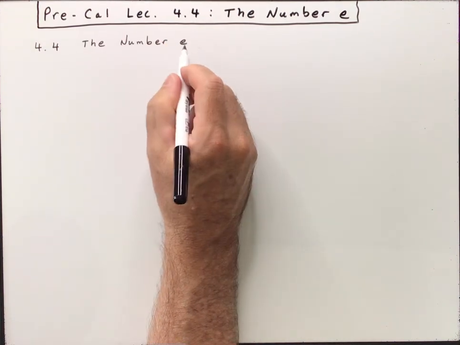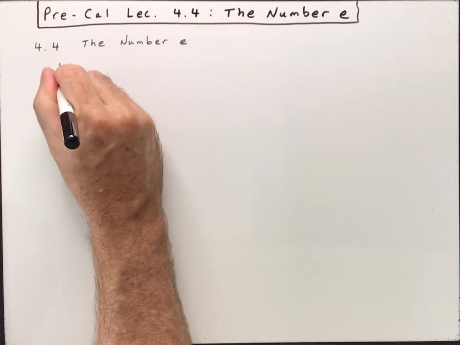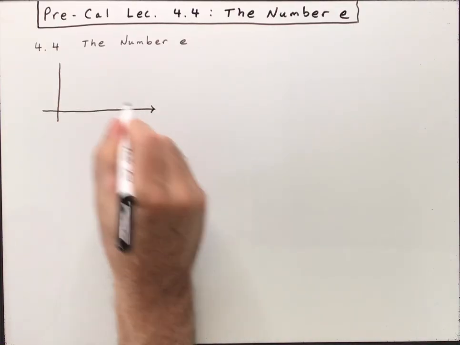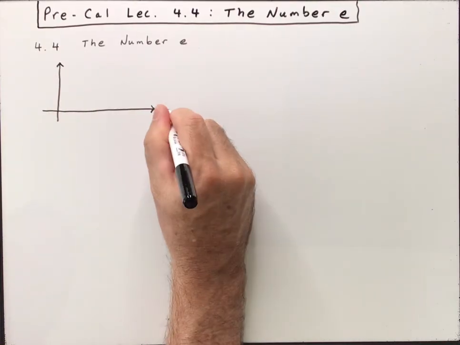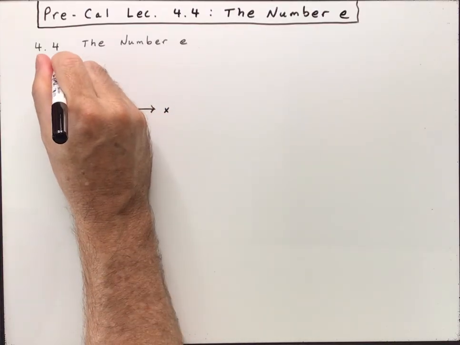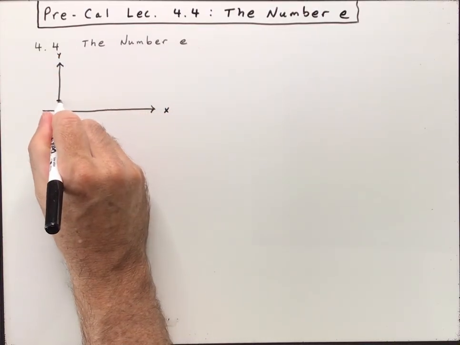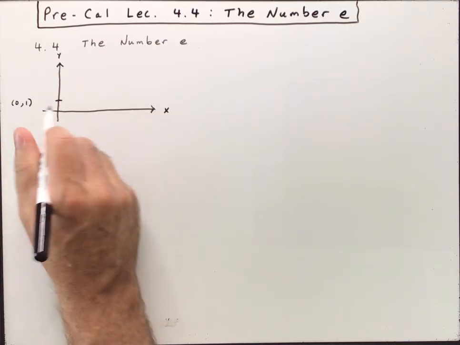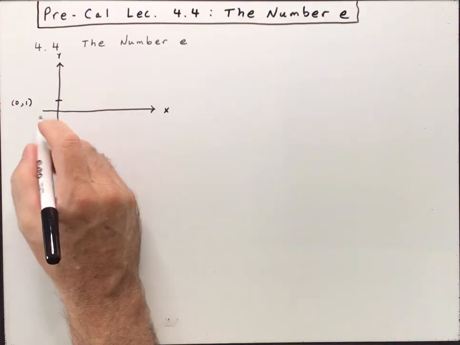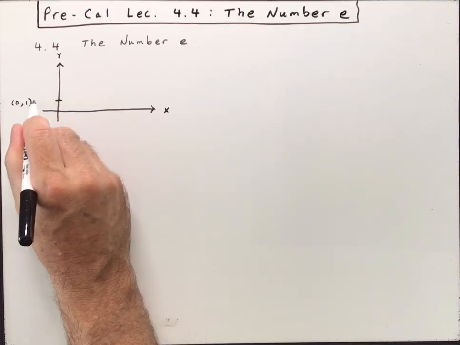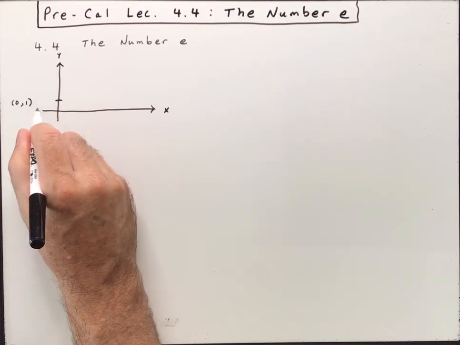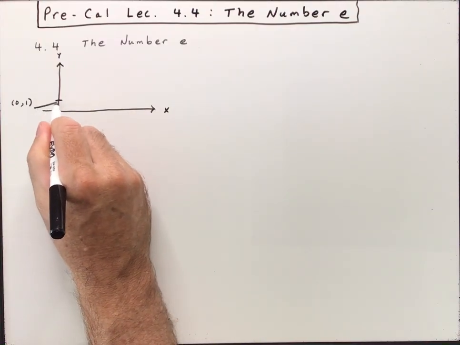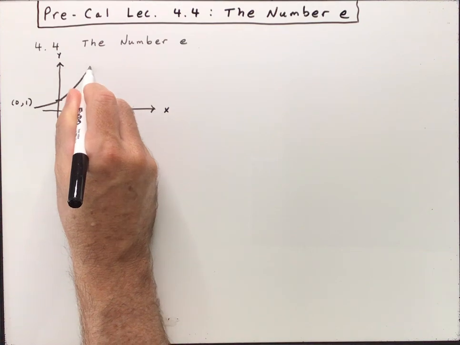So it's a lowercase e, and I'm going to draw a few graphs here to help describe the graph of the number e. So this is the point 0, 1 right there. I moved it out of the way because I didn't want it to be in the way of the graph, but the point 0, 1, and y equals e to the x looks something like this.